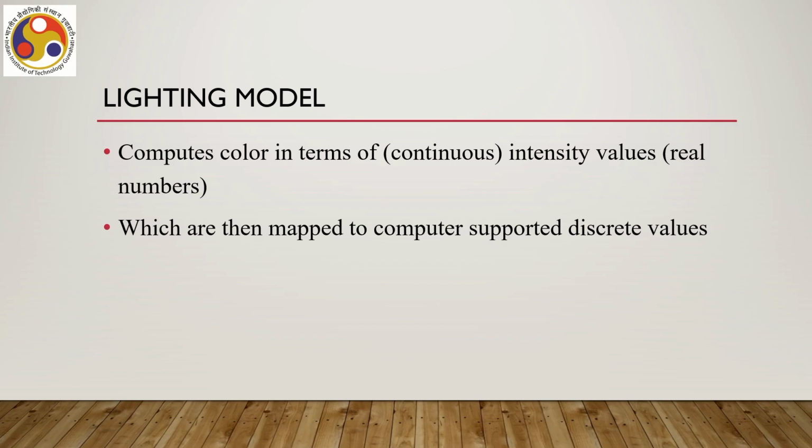Here let us focus our attention on lighting models. Shading models are essentially approximations of the methods used to assign colors using the lighting models. So, they also rely on lighting models. Let us try to understand the lighting model, which will give a holistic understanding of this color assignment process. Lighting models compute colors in terms of continuous intensity values. Essentially these are real numbers, typically within the range 0 to 1. So, typically a normalized real number.